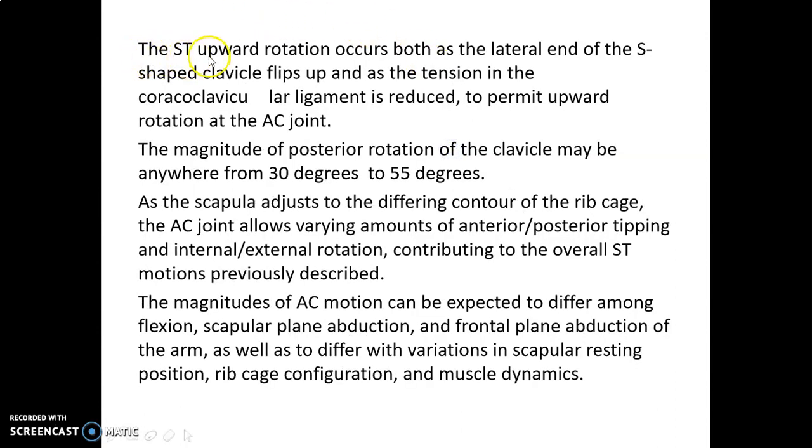The scapulothoracic upward rotation occurs both as the lateral end of the S-shaped clavicle flips up and as the tension in the coracoclavicular ligament is reduced.